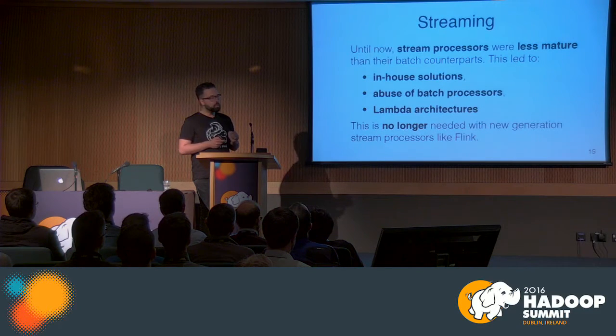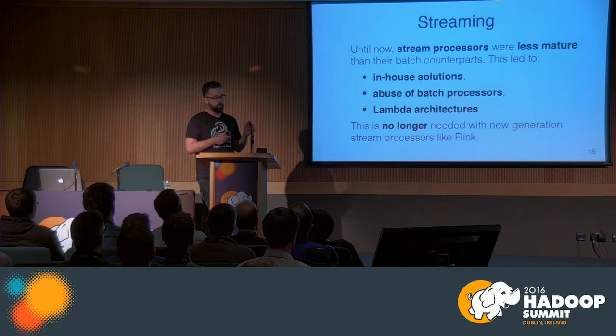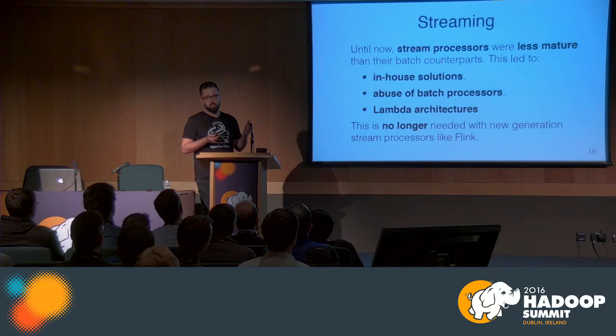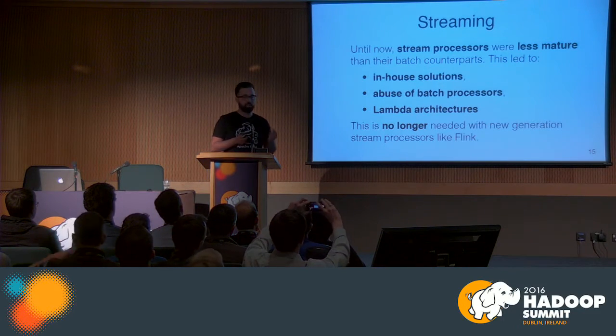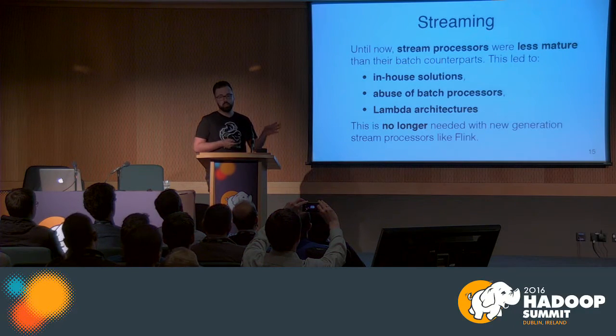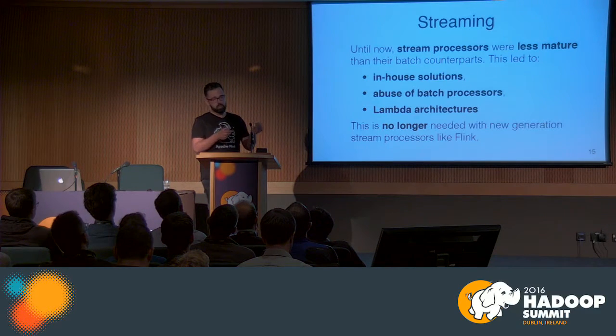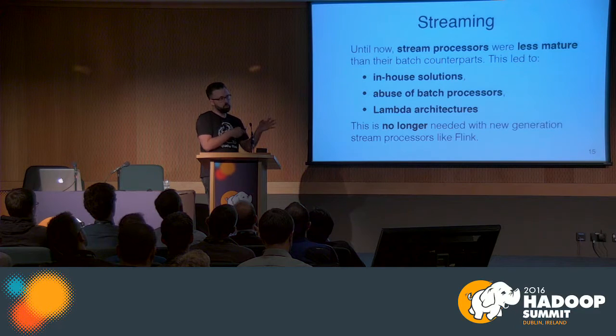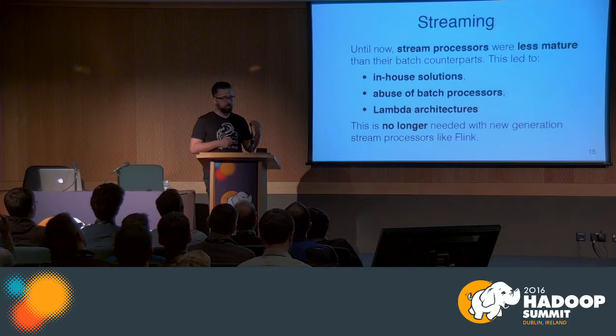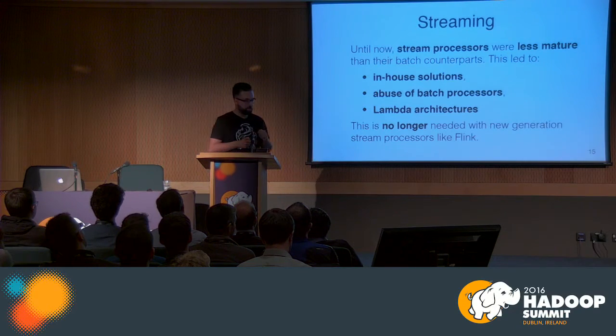In my opinion, the main problem before was that stream processors were not as mature as their batch counterparts. And this led to a variety of things. For example, custom in-house solutions which were not available to the general public in the form of open source. Or the batch processors were abused, as we've seen before, with all the tooling around it. Or Lambda architectures were deployed, because the stream processors of the time could not handle, for example, the throughput that you needed for the streams, or they could not give strong consistency guarantees. And I'll get into what I mean by this in a minute.